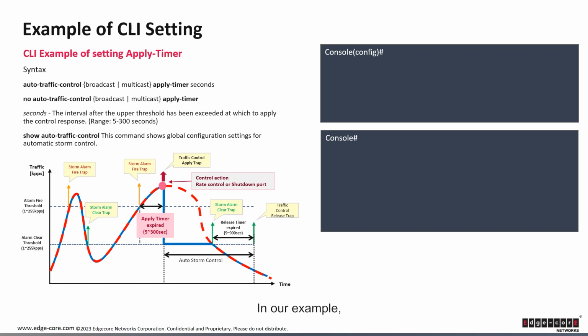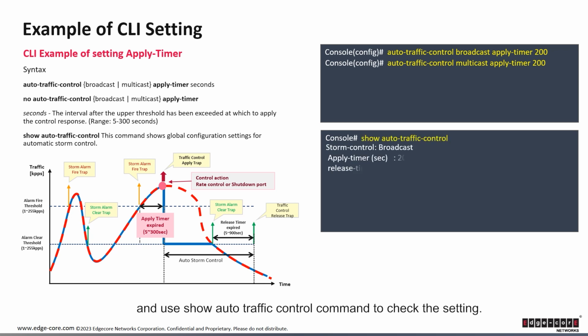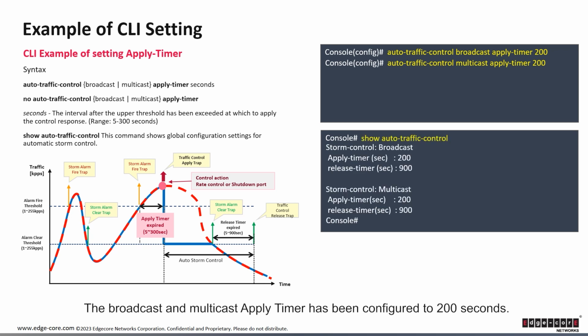In our example, we set the apply timer to 200 seconds for all ports and use the Show Auto Traffic Control command to check the setting. The broadcast and multicast apply timer has been configured to 200 seconds.